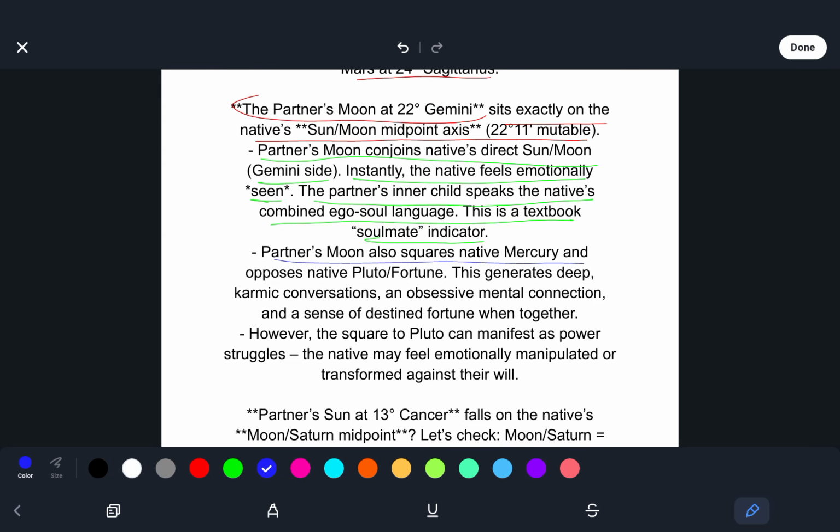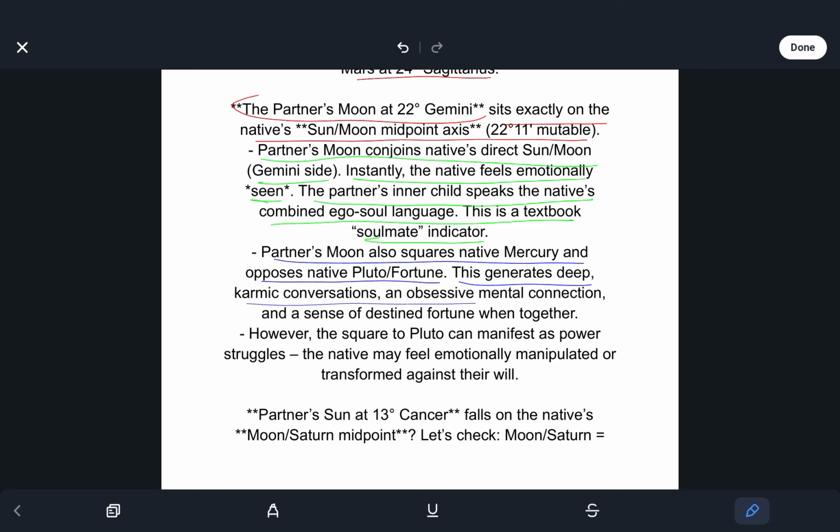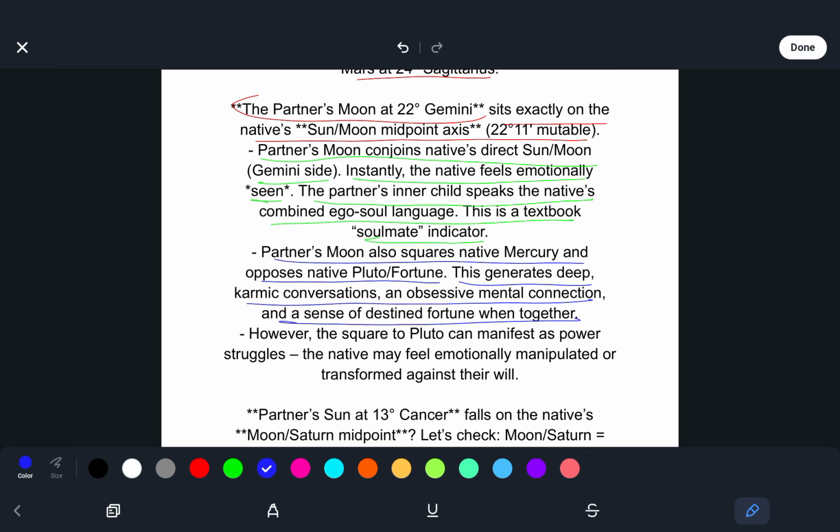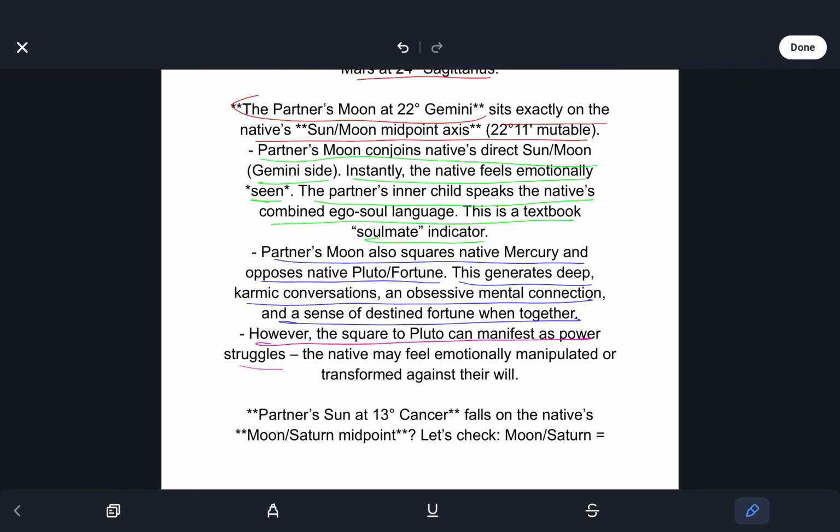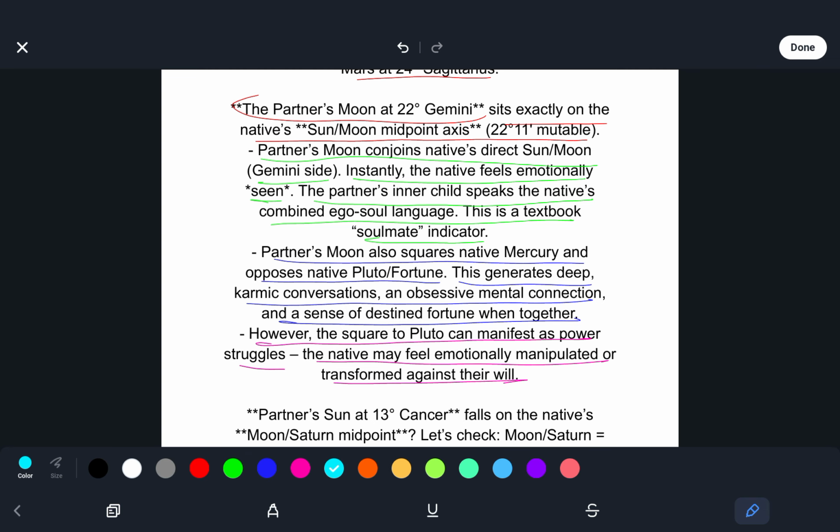Partner's Moon also squares native Mercury and opposes native Pluto-Fortune, which generates deep karmic conversations, an obsessive mental connection, and a sense of destined fortune when together. However, the square to Pluto can manifest as power struggles. The native may feel emotionally manipulated or transformed against their will.